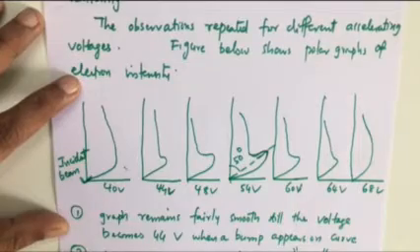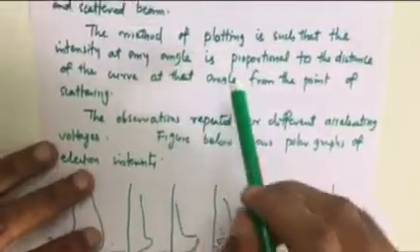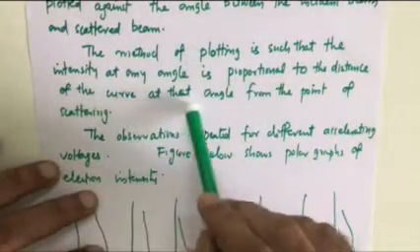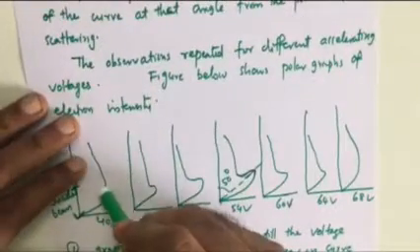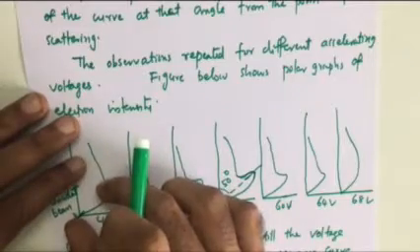Intensity at any angle is proportional to the distance of the curve at that angle from the point of scattering. So intensity at this point is proportional to this distance.